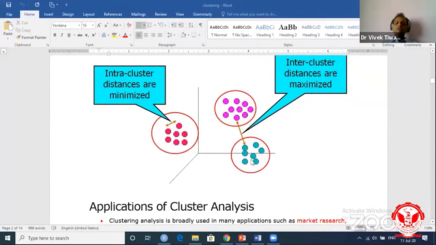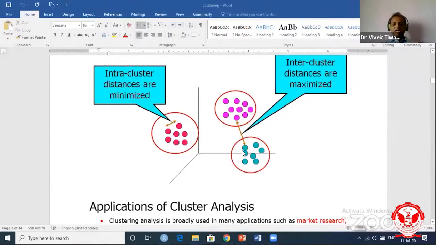Now, when we talk about heterogeneity, we consider each cluster as a single entity. So we have three single entities, three clusters. If you calculate the distance between two data points that belong to two different clusters, it should be as far as possible, as maximum as possible. That is called heterogeneity.